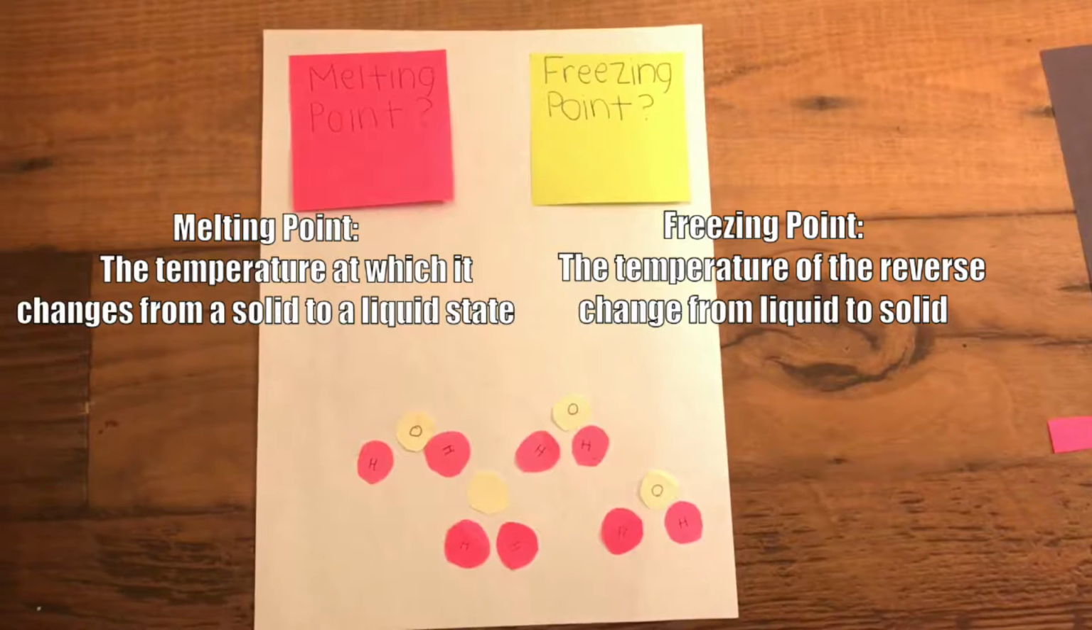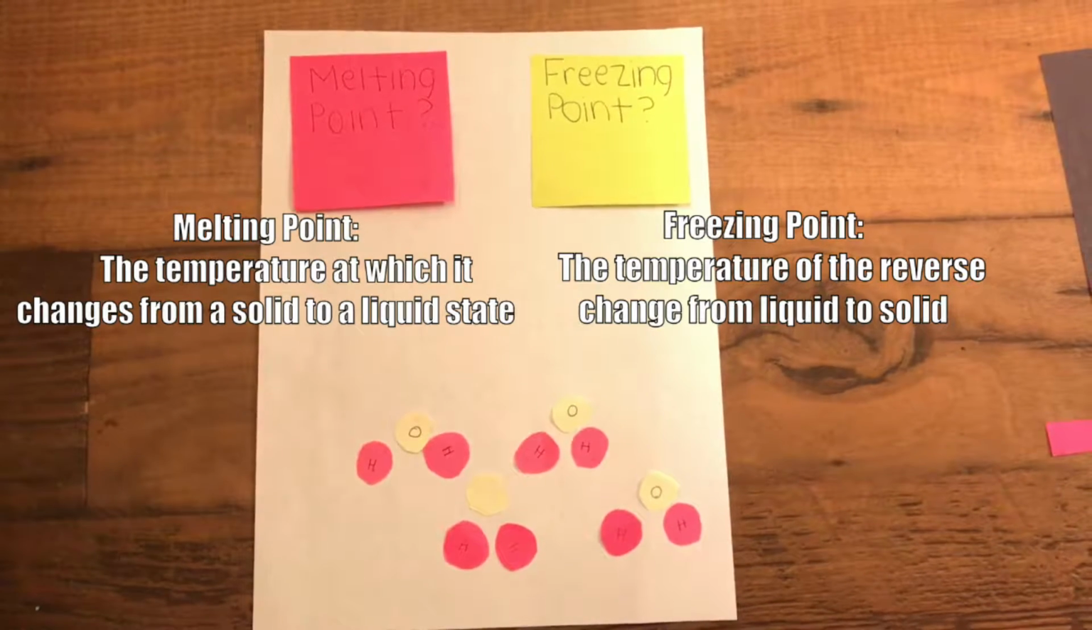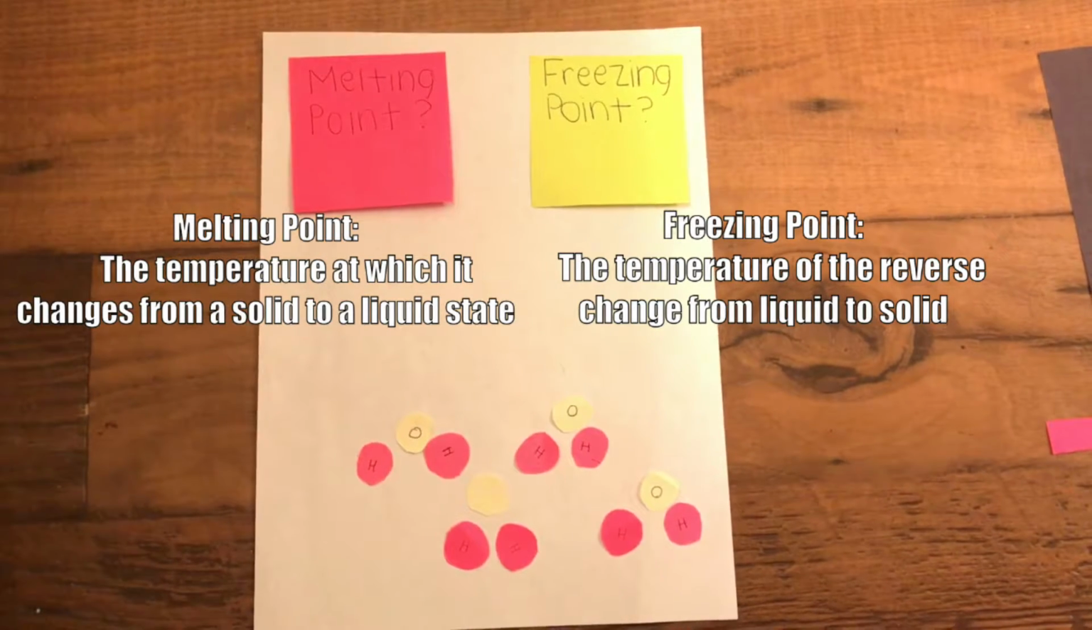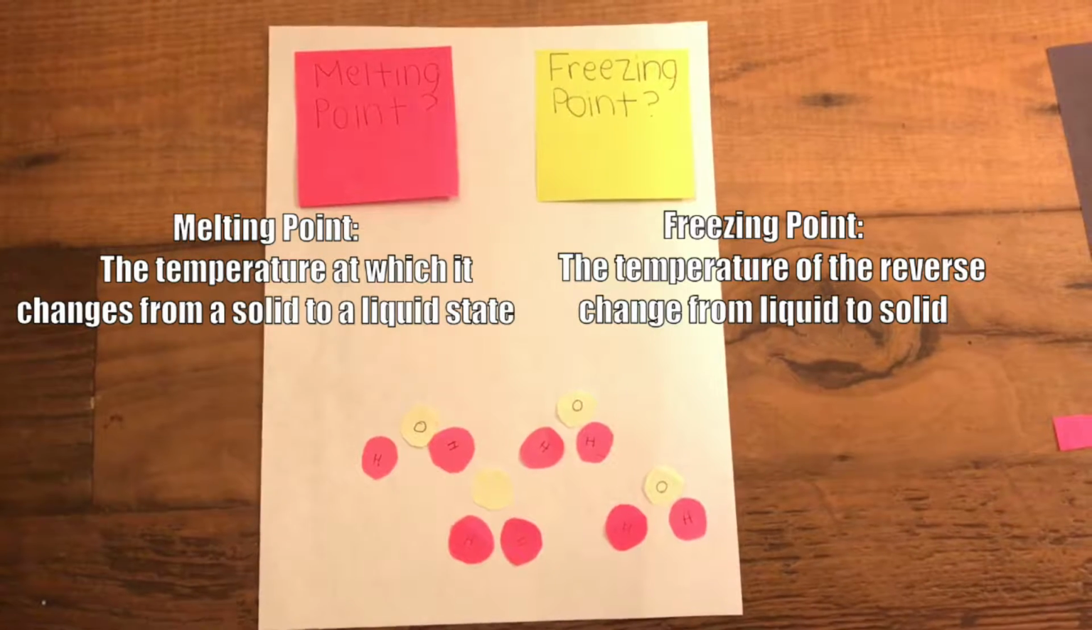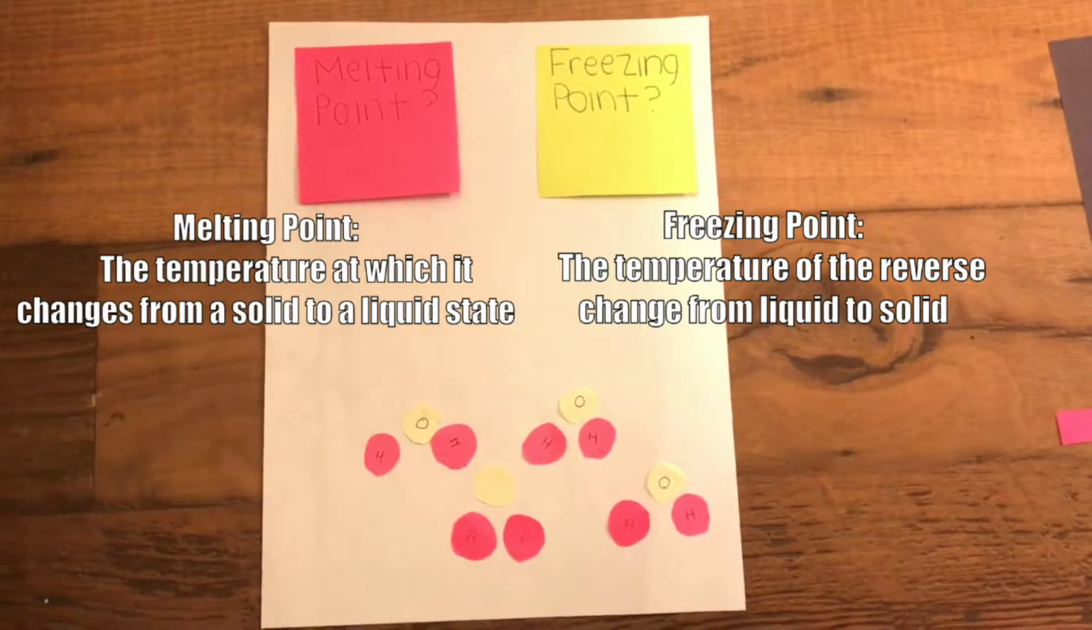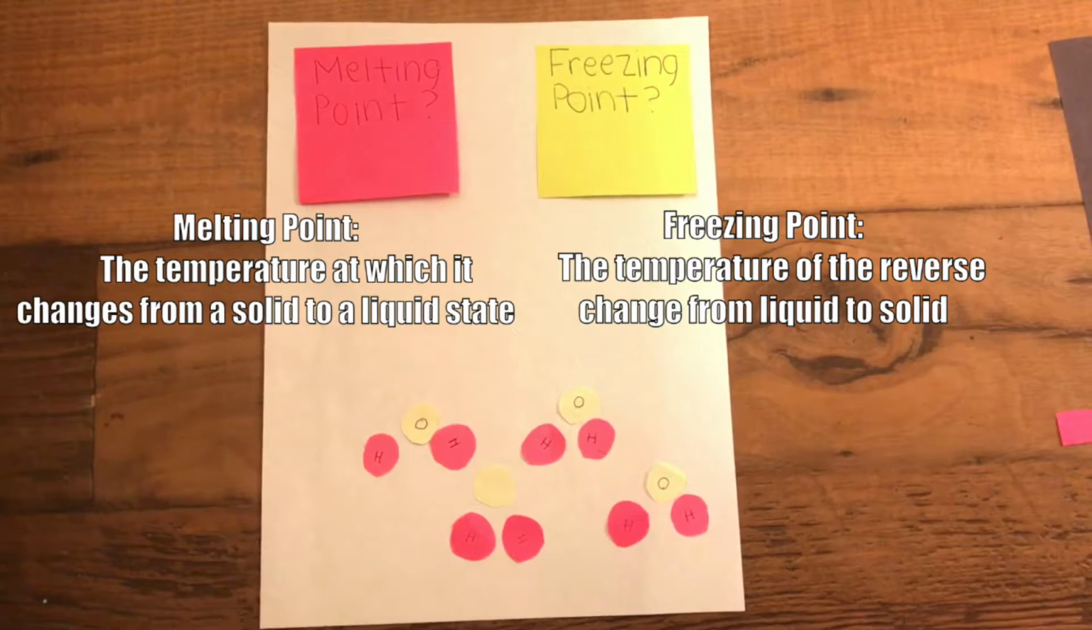To understand how ice cream is related to chemistry, we need to understand what a melting point and a freezing point are first. The melting point is a temperature that changes the substance from a solid to a liquid state, and the freezing point is the temperature of the reverse change from a liquid to a solid.